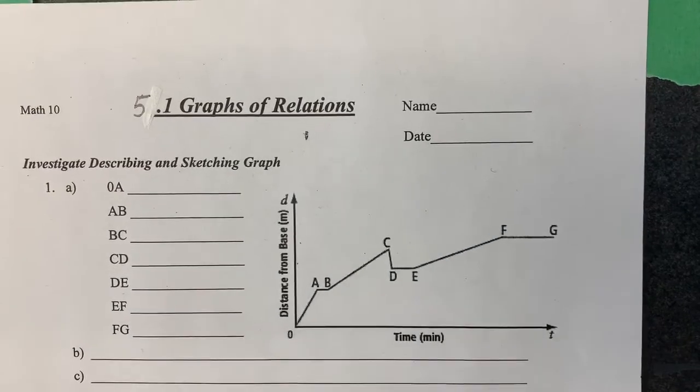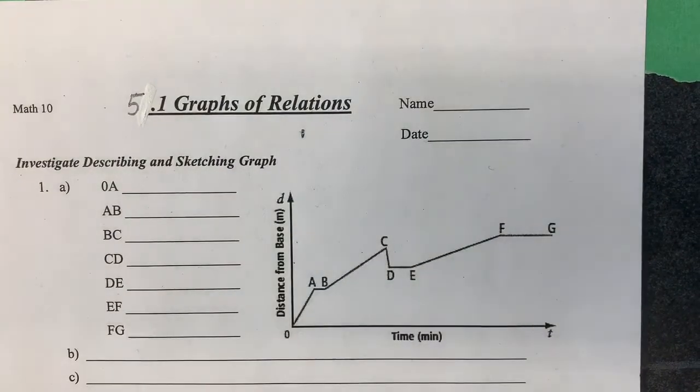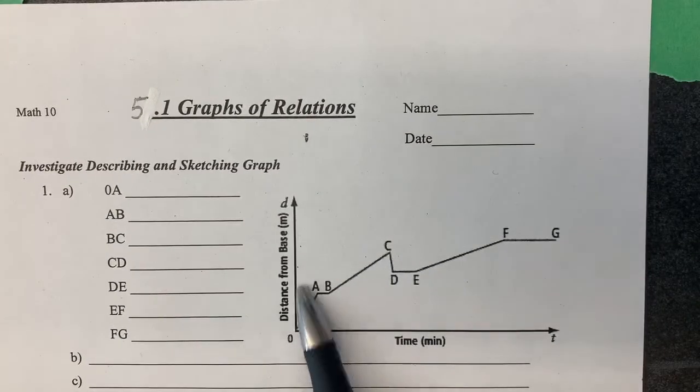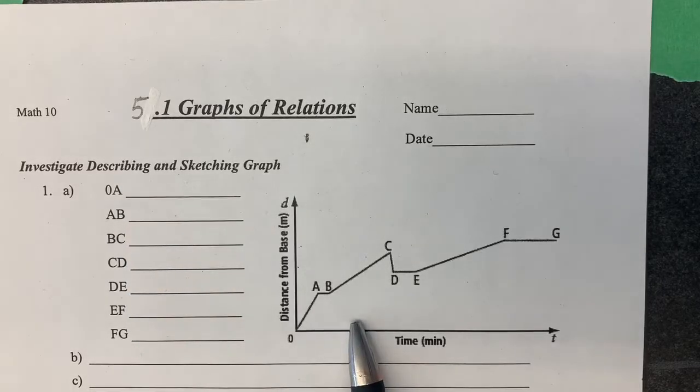All right, so this is chapter 5. Chapter 5 has to do with functions. Functions are not necessarily just straight lines, but different kinds of graphs and what's happening. So this first one is a graph, and this is called the distance away from a base, and this is actually from the textbook.